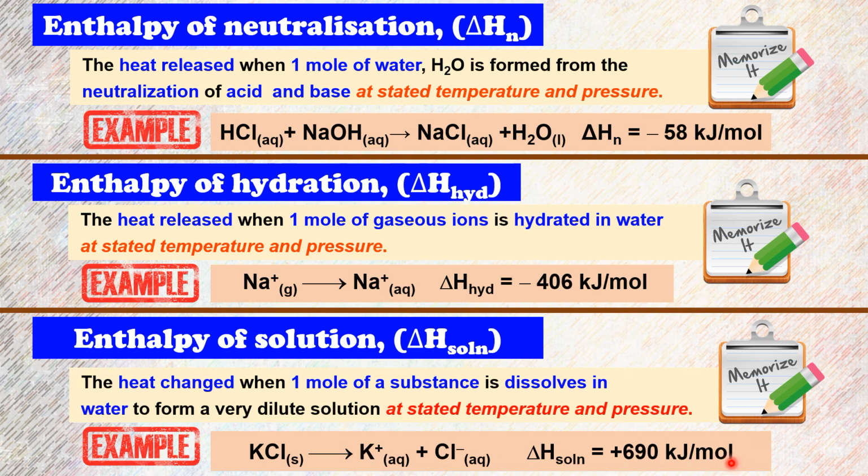Alright, so remember, you have to memorize all the definitions for all 6 types of enthalpies. And when the question asks about standard, let's say standard enthalpy of neutralization or standard enthalpy of hydration or standard enthalpy of solution, just change the word from stated into standard. Your definition should end with at standard temperature and pressure for the standard enthalpy of reaction.